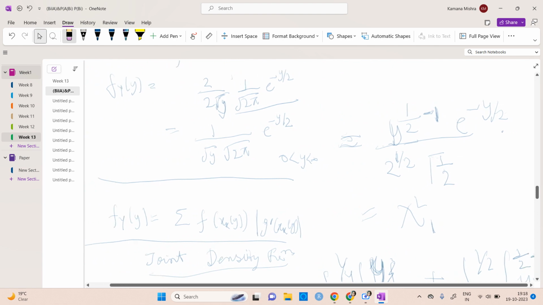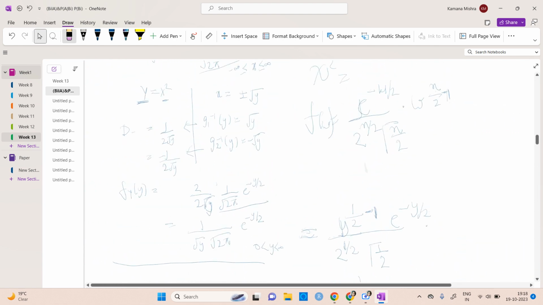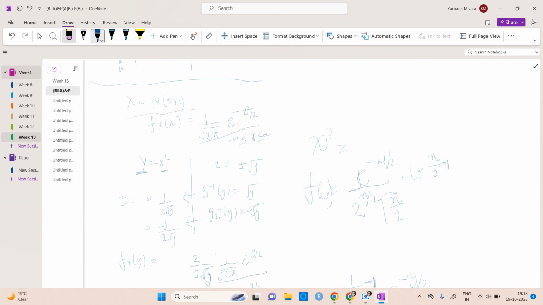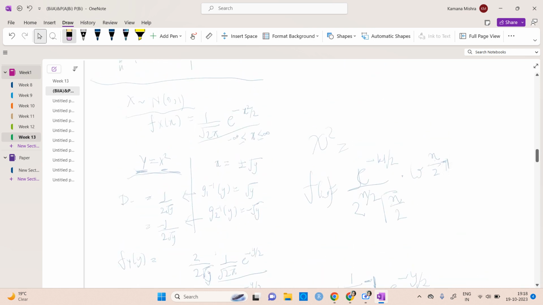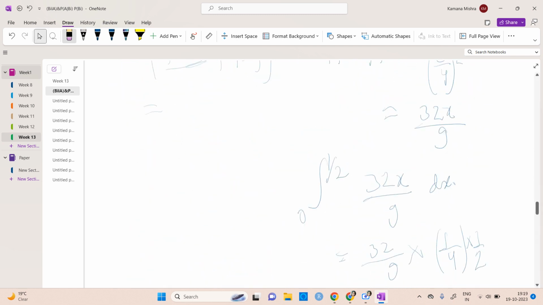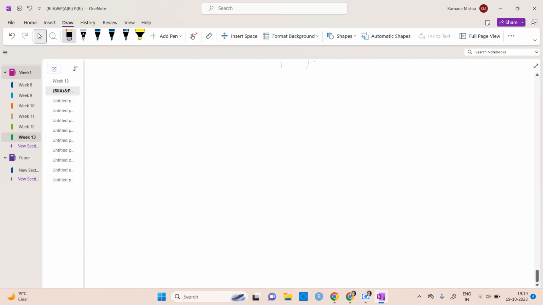So if X is your standard normal variate and Y is equal to X squared, then Y is nothing but the chi-square distribution. So if X is a normal variate, then this X squared follows chi-square distribution.